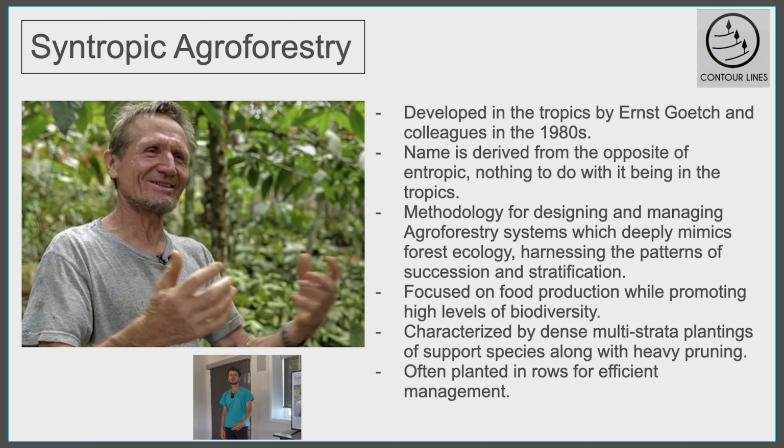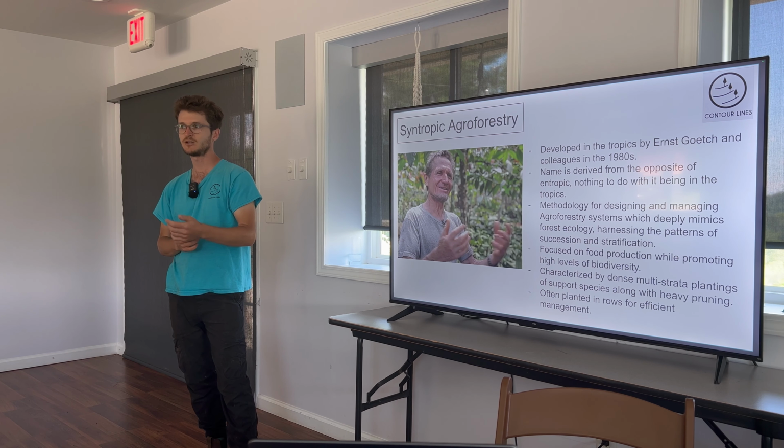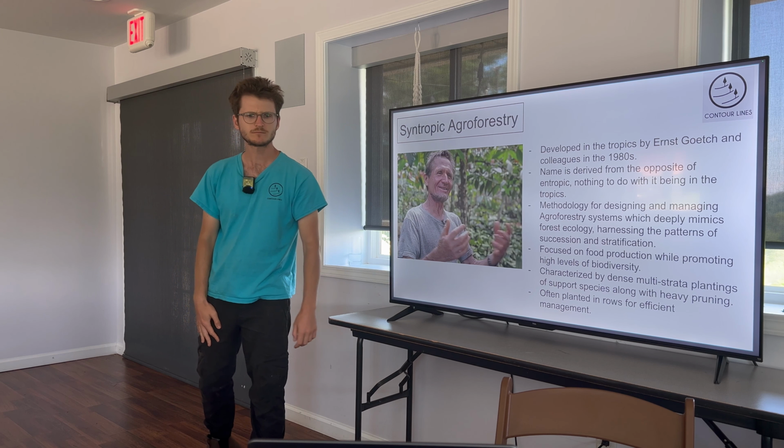And so synthropic agroforestry is really characterized by heavy, dense planting of support species and heavy pruning. And that density and heavy pruning go hand in hand, where if you planted as densely as he does, or as we do, with trees being 18 inches apart for the projects, it would get crowded out and unhealthy, and things would actually start to compete. But the pruning rejuvenates it and optimizes the growth, because a lot of growth can happen after pruning.